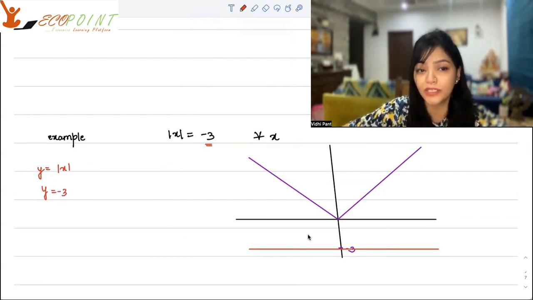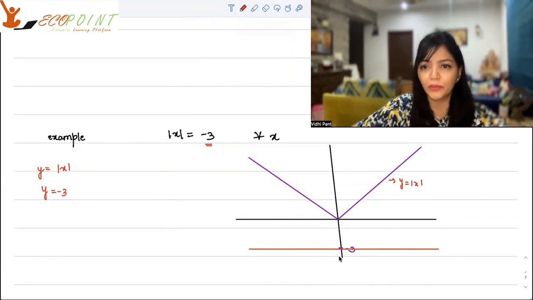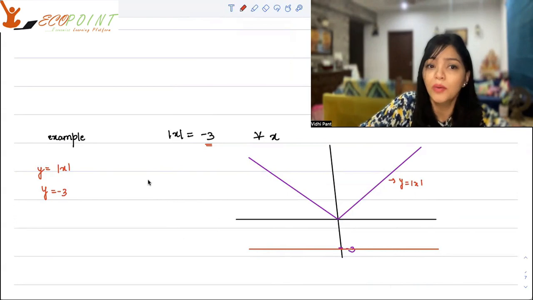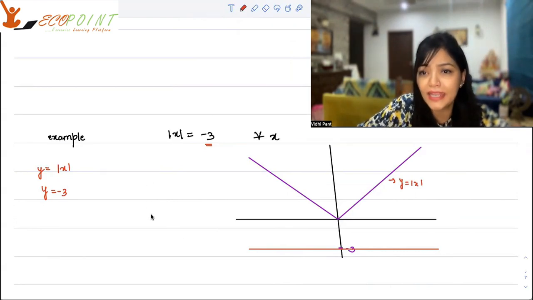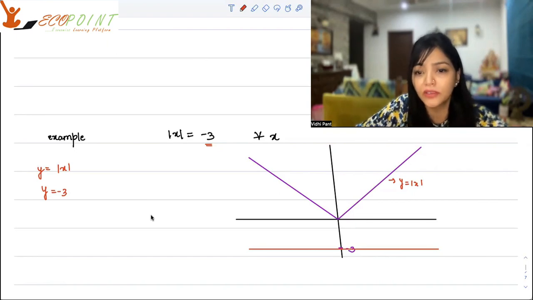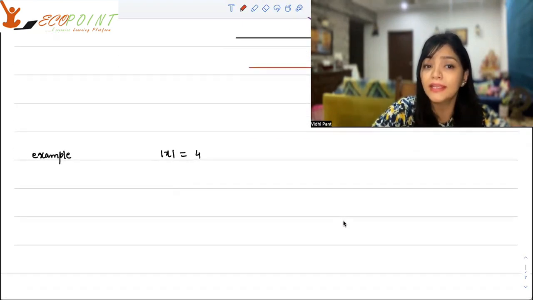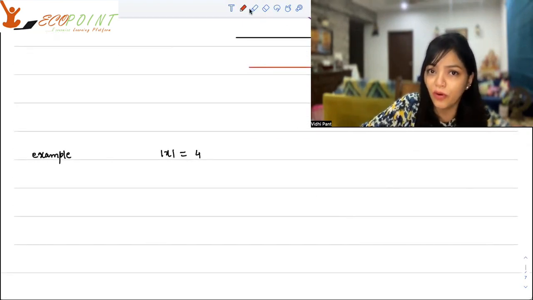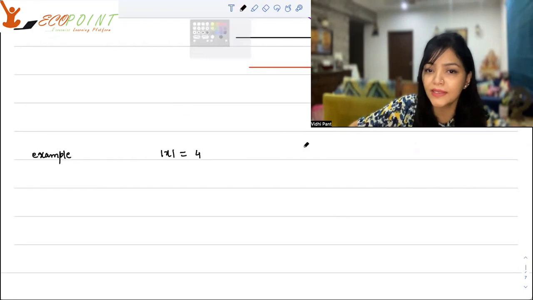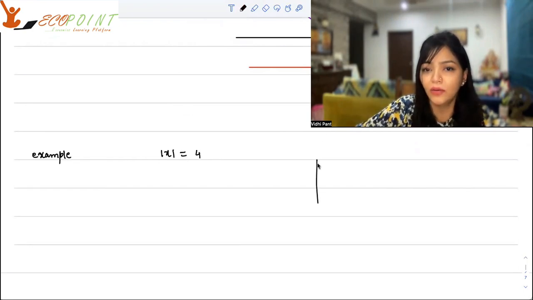Now, y equals mod x is this graph. And y equals minus 3 is this straight line. Is it intersecting anywhere? No, the concept remains the same. Absolute value cannot be negative. The range of modulus is positive real numbers. So hence you don't have any intersection here. But in case mod x equals 4, then you will get an intersection. And let's see how and where.